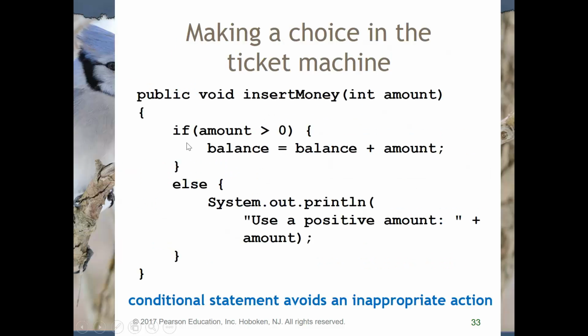A real life example of this: if open parenthesis amount is greater than 0. Amount is passed in as what? A parameter. If it's greater than 0, then do this. In other words, if someone passes in a negative 27 amount, you don't want them to be able to take money away from you. Otherwise, print out something saying it's not okay. So through the use of a conditional statement, we can avoid making a mistake or allowing something that shouldn't happen from happening.